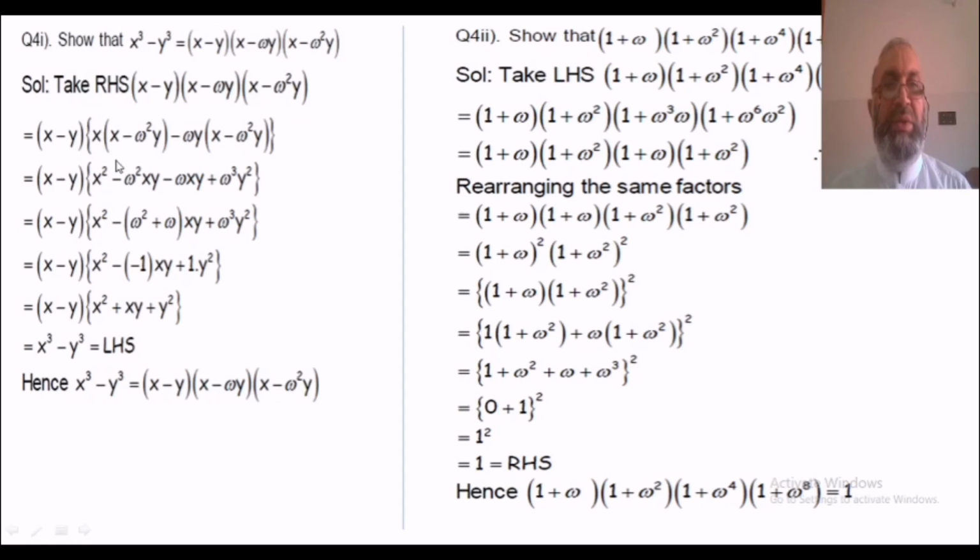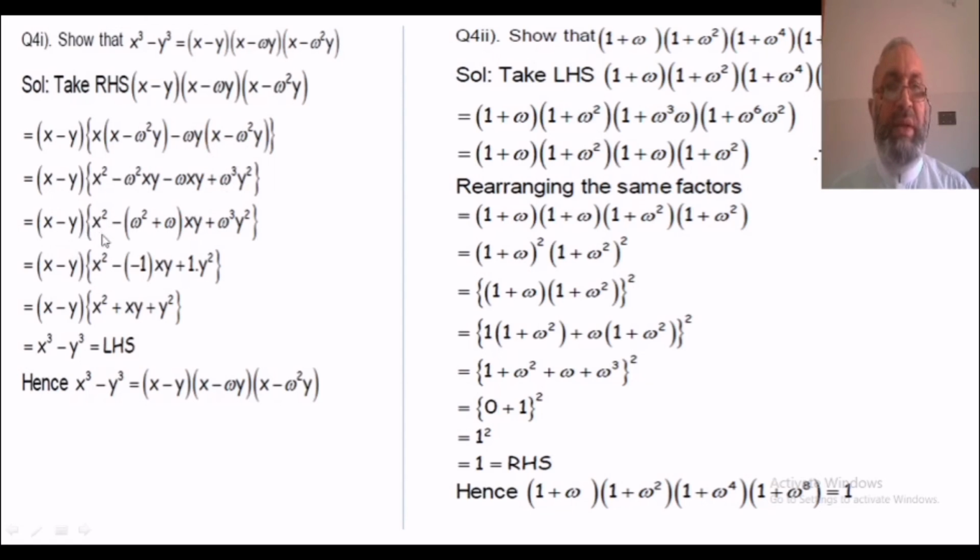Thus x minus y into these two terms, so we first multiply these two terms. Therefore x minus y into, multiplying these two terms, x into x minus omega square y, and minus omega multiplied by x minus omega square y. Simplifying these two terms, again x minus y the same into x square minus xy omega square, and by multiplying this one, minus omega y into x, we get minus omega xy plus, multiply this one, minus minus positive, plus omega cube y square. Y becomes y square.